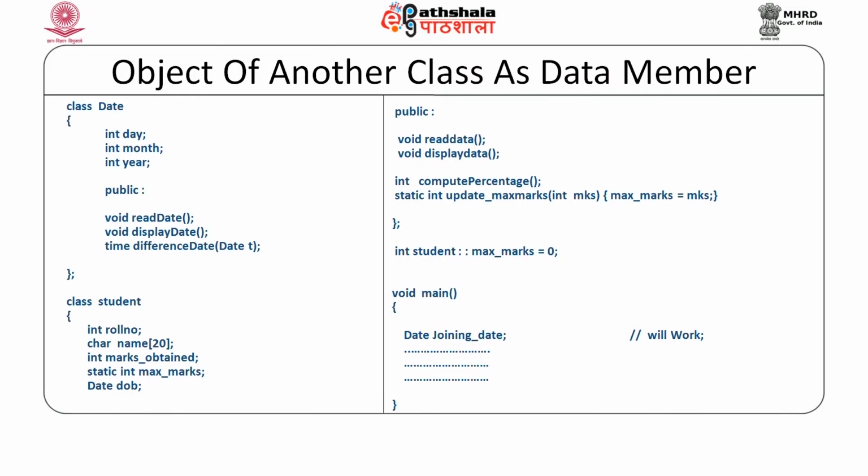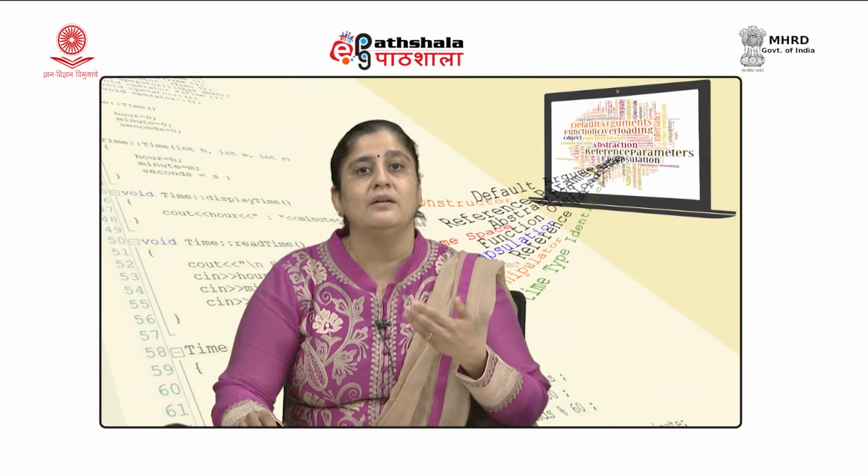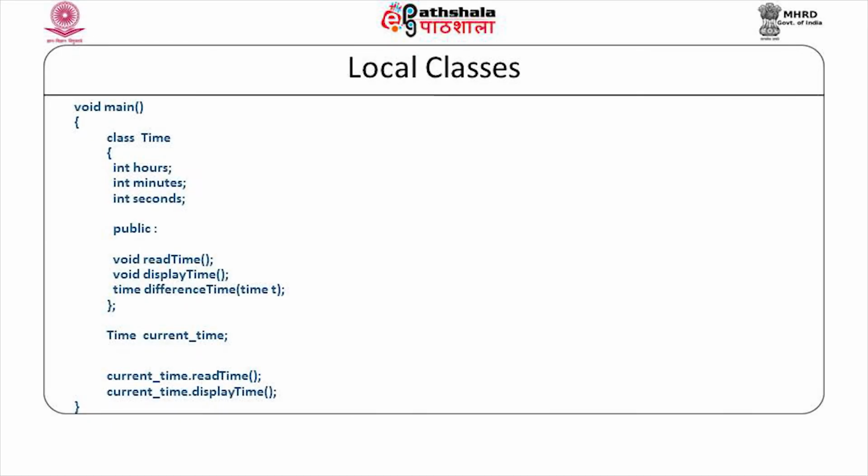Apart from defining the class inside another class, it is also possible for us to define a class within other functions. Once we define a class within a function, we call it a local class. Why do we call it a local class? Because this definition becomes local to main. So, now I am defining a data type within main. This data type becomes local to main, and I will be able to create an object of this type only in the main function. So, this is fine, I can do that.